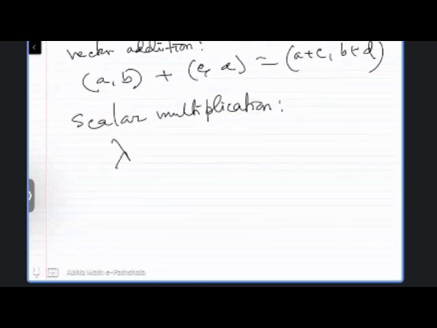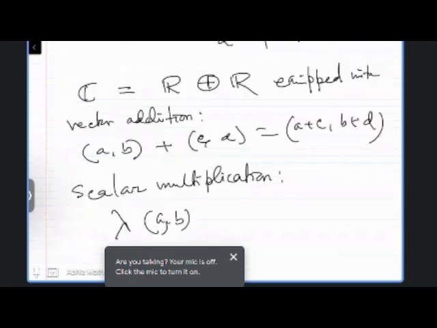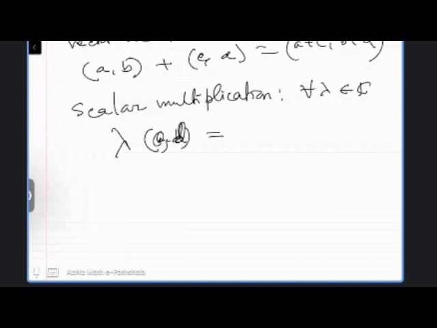Taking any lambda, and taking any member from C. Lambda is also a complex number, right? For all lambda belonging to C, I am taking complex numbers. So lambda times (A, B) can be written as, let me just take this as (C, D). So lambda has been chosen to be the number (A, B), and this is your (C, D), right?